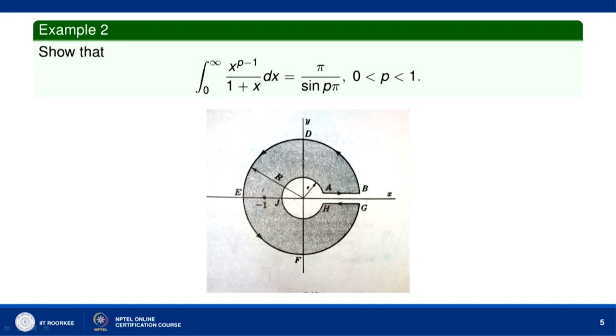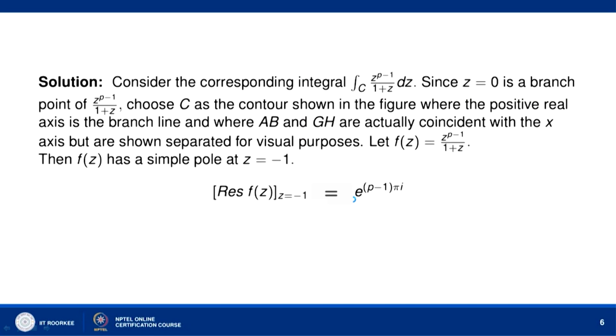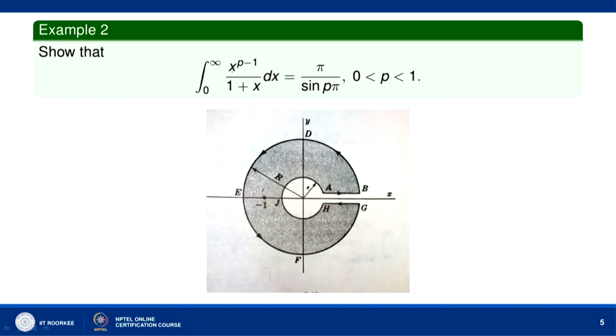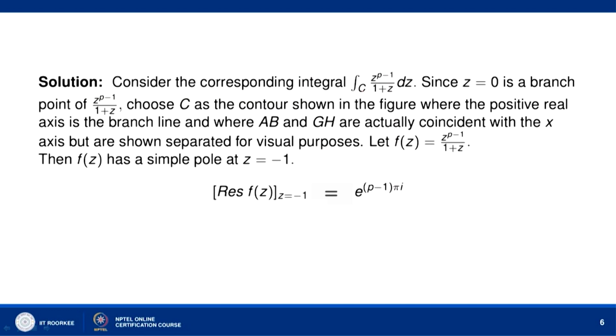Okay. This is just to exclude the singularity at x equal to 0. A B and G H coincide with the x axis, but we have shown them separately for visual purposes. So, let us consider the corresponding contour integral. Corresponding to the integral from 0 to infinity of x to the power p minus 1 over 1 plus x dx, we consider the contour integral over C of z to the power p minus 1 over 1 plus z dz.